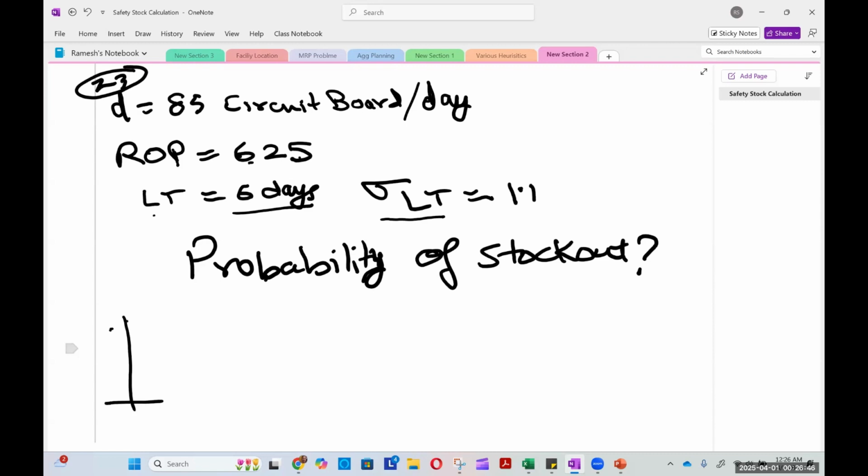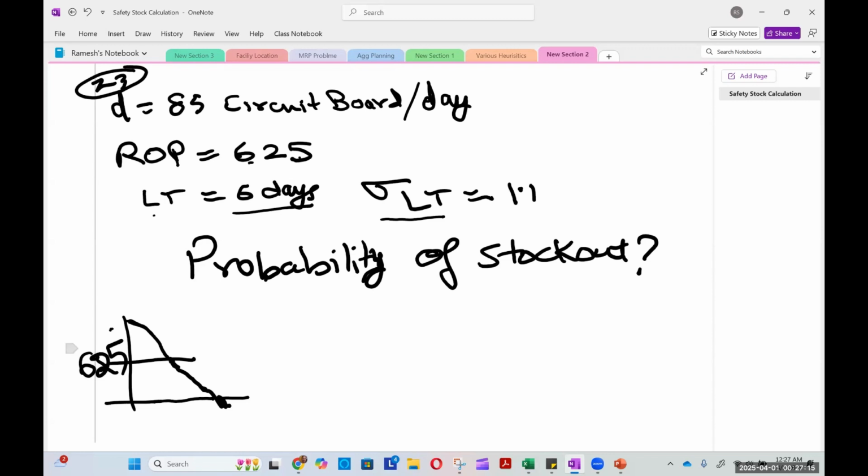And they want to know what is the probability of stock out, meaning they place an order, whatever quantity they had, they were depleting it, using it, and it goes below 625. Then the order is going to be coming in, but there is a variability in the order. So what is the likelihood that the item doesn't come and they already use up all the quantity on hand and there's a stock out? That's what they want to know.